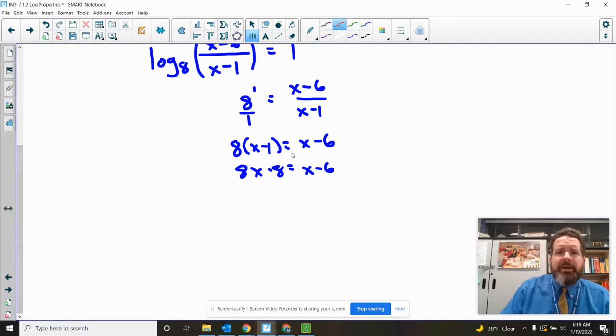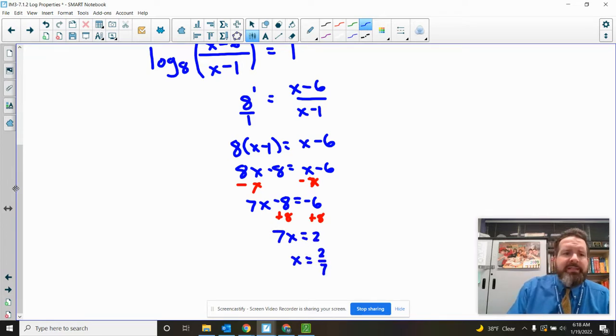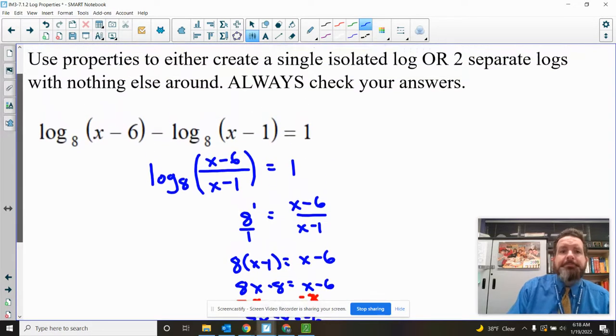Okay, let's then get our x's together. Whoops, minus x. So 7x minus 8 equals minus 6. Add the 8 over. So 7x is 2. Divide by the 7 then. We think x is 2 over 7.